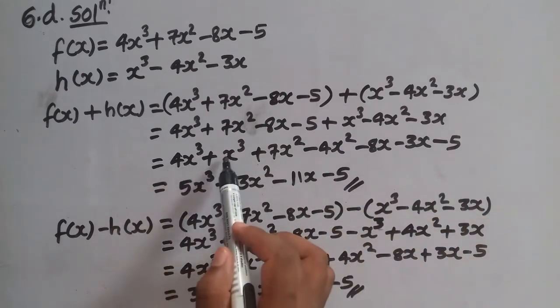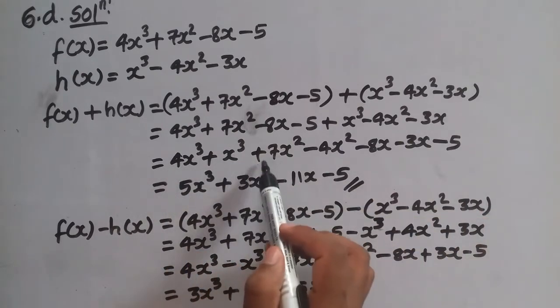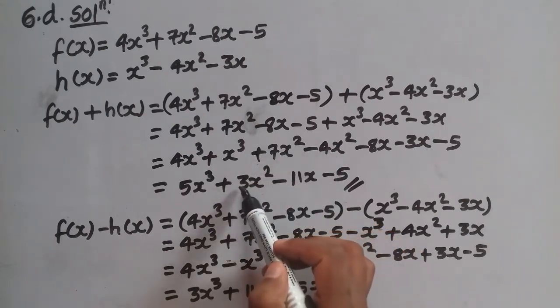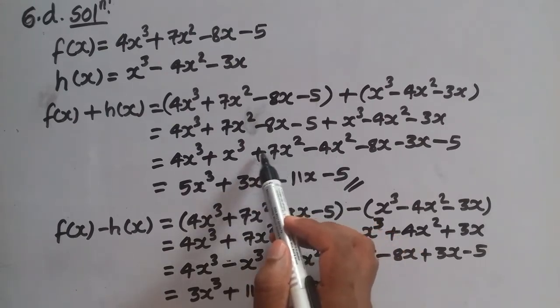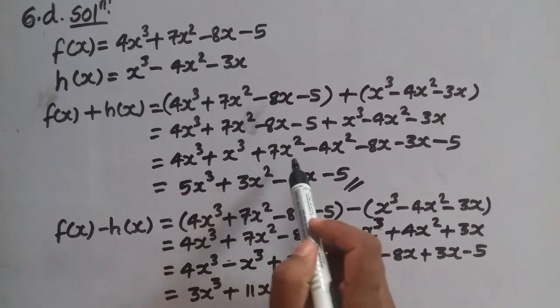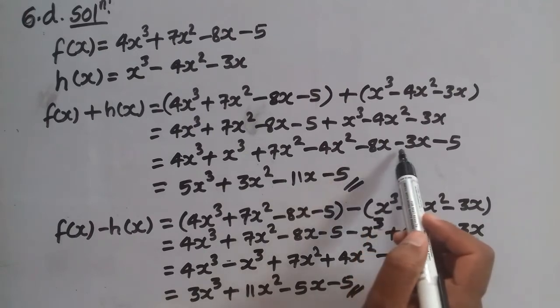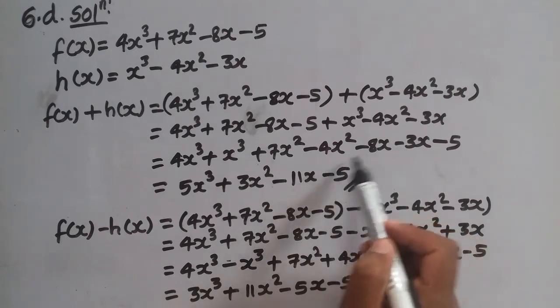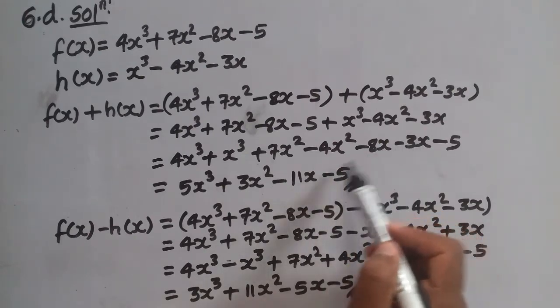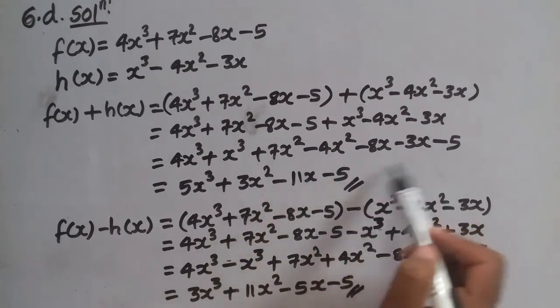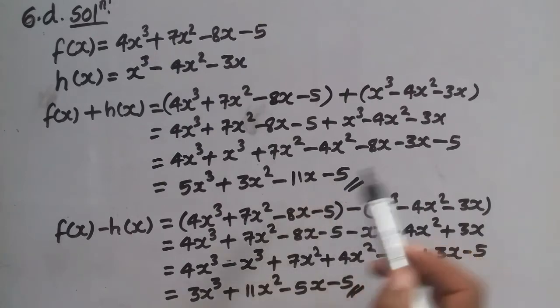Then 4 plus 1 is 5, then x cube here plus 7 here minus 4, so 7 minus 4 is 3 and 7 is greater which has plus sign, so here is plus sign. X square is base, here minus minus sign is there, so we have to add this 8 and 3. 8 plus 3 is 11, so minus 11x, and this minus 5 as it is.